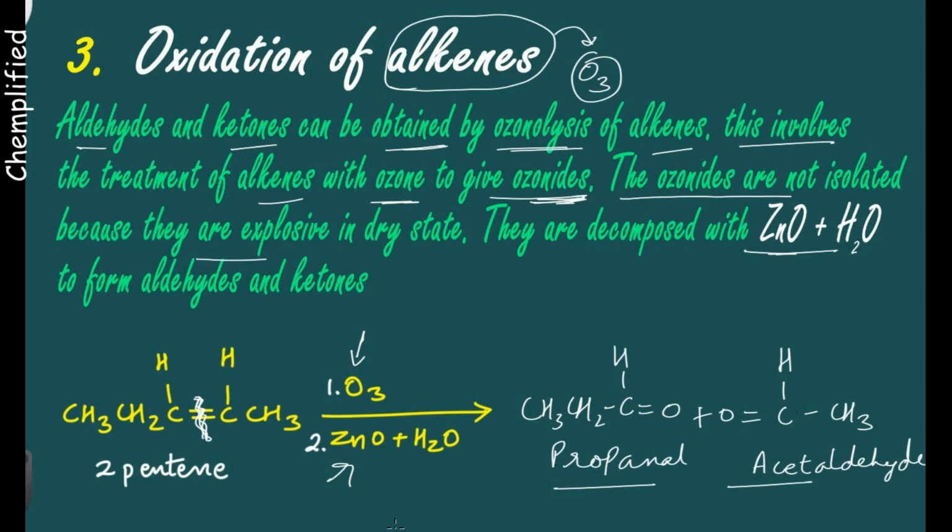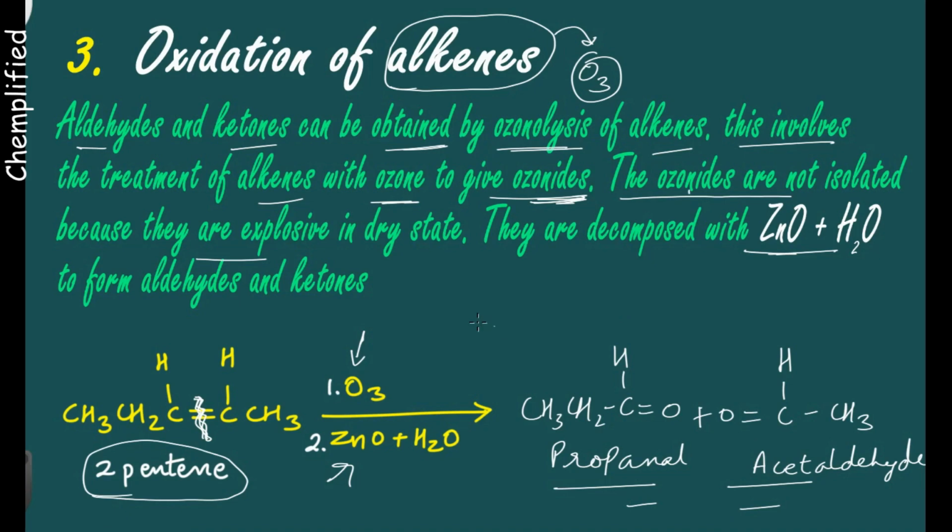Why are we receiving two different products? Because our starting product is 2-pentene and we are going to get uneven products. This is one of the limitations of oxidation of alkenes. If you use an unsymmetric molecule in the reactant, then you will get two different kinds of product which are difficult to separate because of small differences in temperature or other physical properties.